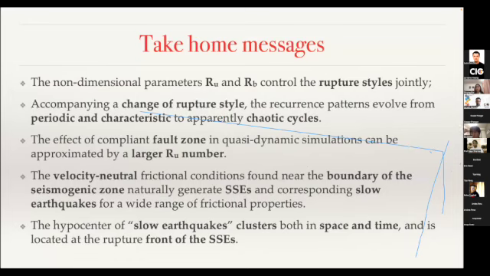Okay, so here are my take-home messages. The non-dimensional parameters RU and RB jointly control the rupture styles, and accompanying a change of rupture style, the recurrence patterns evolve from periodic and characteristic to apparently chaotic cycles. The effect of a compliant fault zone in quasi-dynamic simulations can be approximated by a larger RU number. The velocity neutral frictional condition found near the boundary of the seismogenic zone naturally generates SSEs and corresponding slow earthquakes for a wide range of frictional properties.